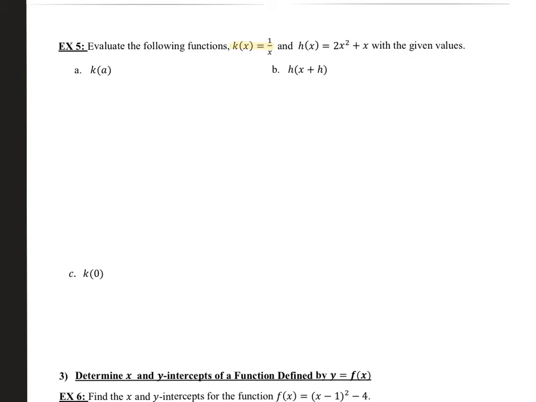We have two new functions, and their names are k of x, and the other one's name is h of x equals 2x squared plus x. All right, so this first one says, take a look at k, and in place of x, use an a. Well, that's weird. We were only using numbers before. But we can still do this. We're just going to replace x with a.